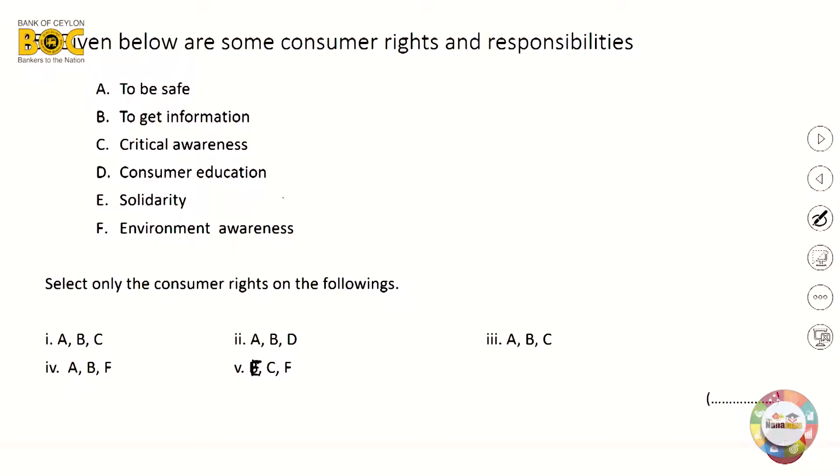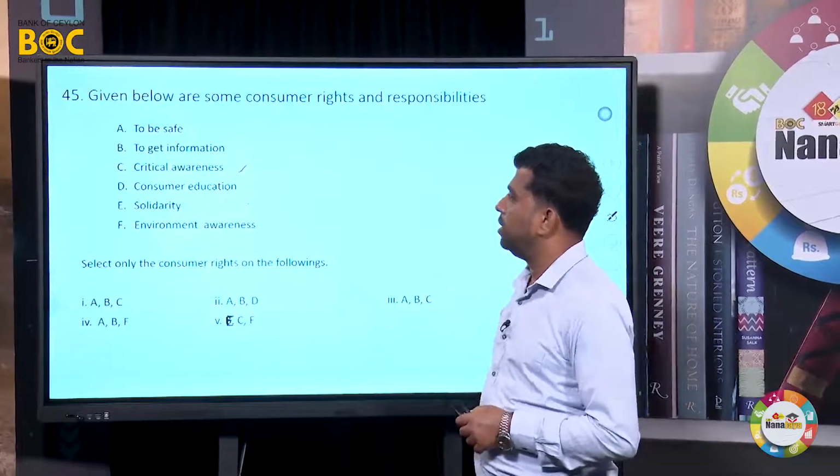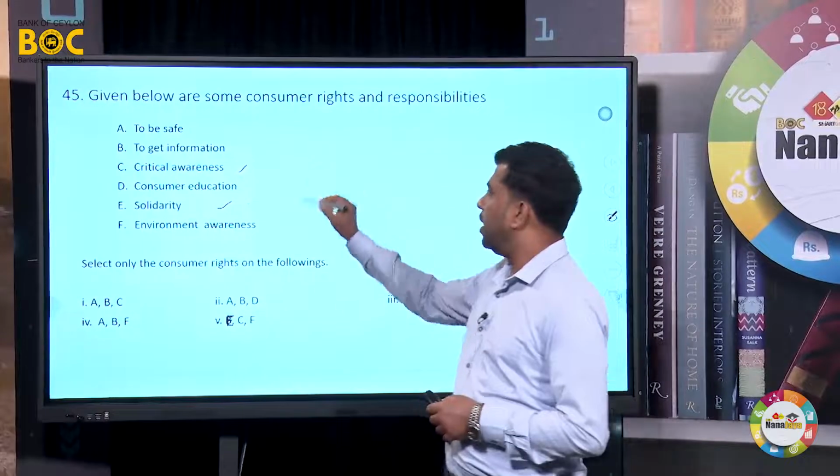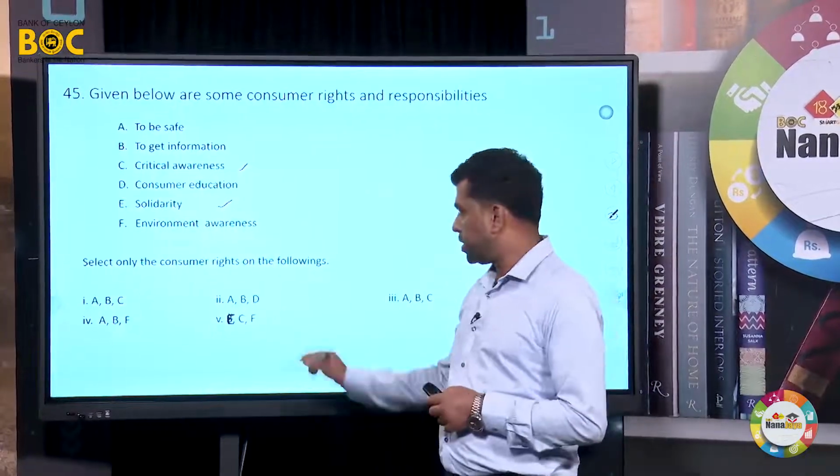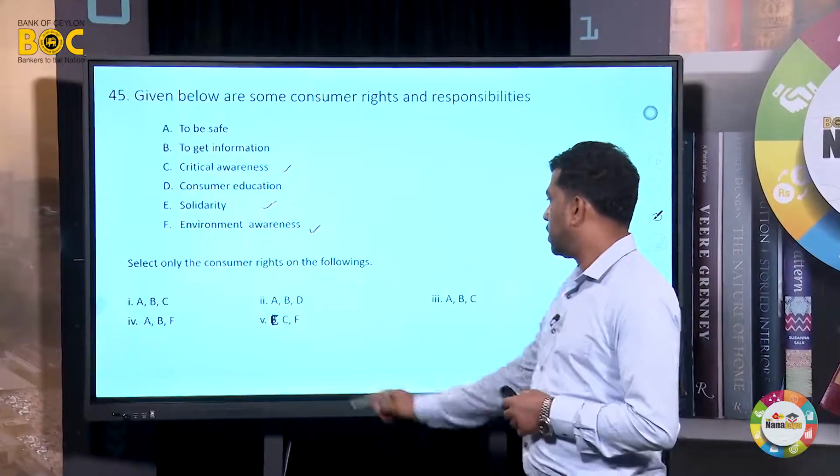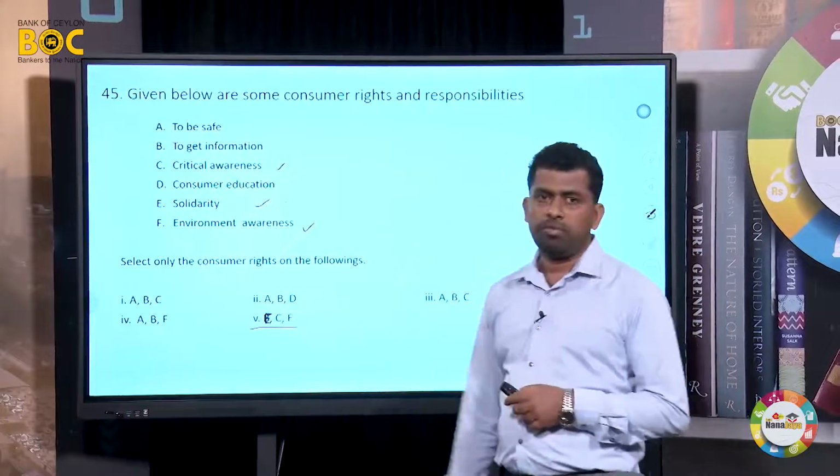Question number 45. Given below are some consumer rights and responsibilities. You have to select consumer rights. There are a couple of consumer rights: critical awareness, solidarity, active participation, concern about the society and concern about the environment. Right to safety is a consumer right. Right to get information, it's a right. Critical awareness, consumer responsibility. Consumer education, it's a consumer right. Solidarity, consumer responsibility. Environment awareness, also a consumer responsibility. C, E and F. C, E and F is given in the fifth option.